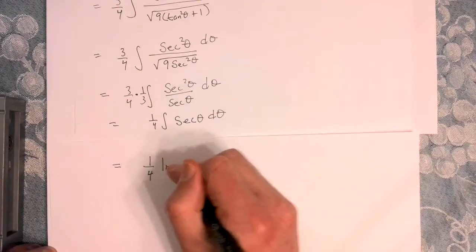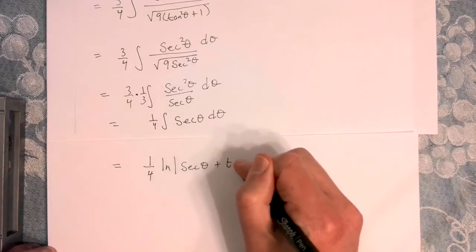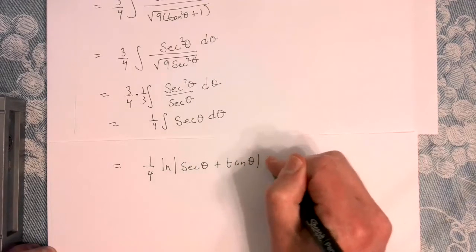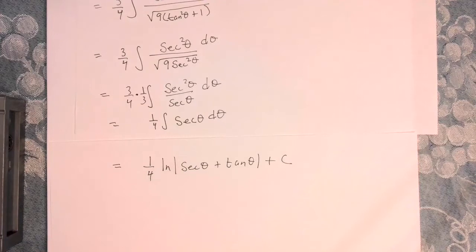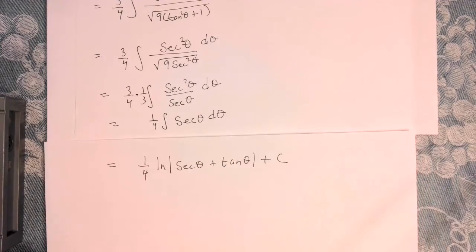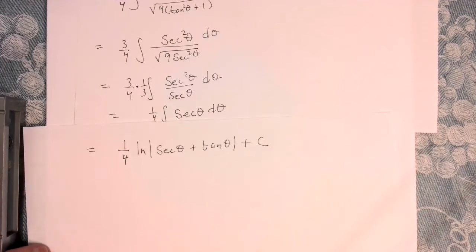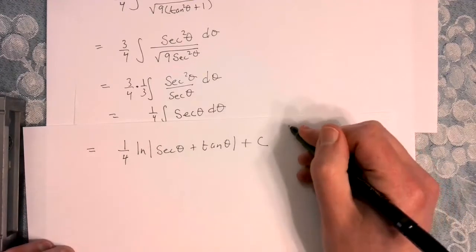So this is the natural log of the absolute value of secant of theta plus the tangent of theta plus c. But of course, we know that we're not finished yet, right? Because we started with variable x. We want to end with variable x. This is an indefinite integral, right? So we want to go back to the original variable. So the question is, how do I go from theta land back to x land?